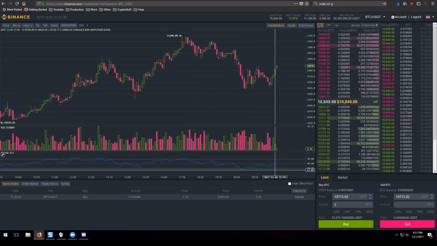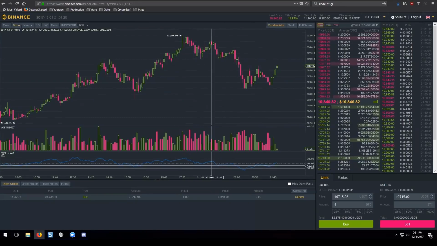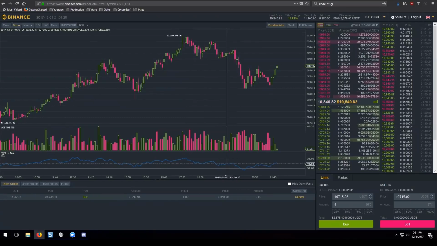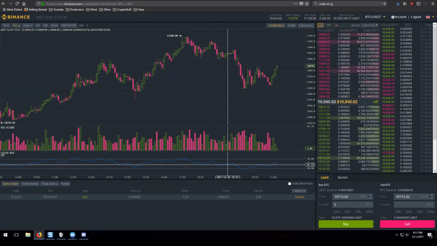How do we identify that? 50 is the flat line. And you'll notice that when RSI is 50, there aren't large price movements. So right here is a good example. We're kind of in this sideways movement, and if you look at RSI, it is also in sideways movement.